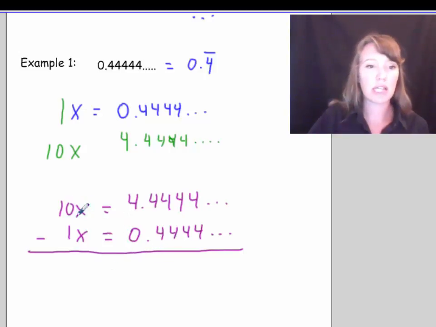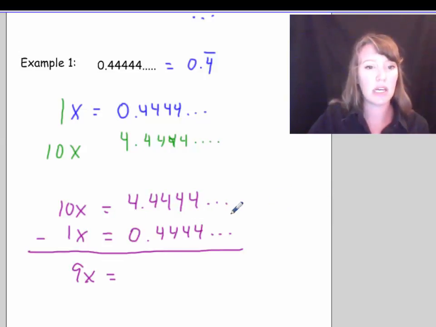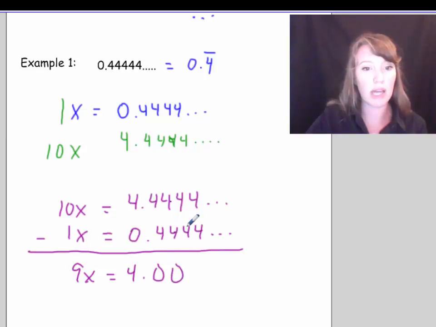Okay, so 10x minus 1x is 9x, right? We know that from algebra. Then 4.444, so just imagine these 4s continue on and on and on forever. It's the tail of this number here. Now 4 minus 0 is just 4. And when you start to subtract these 4s out, 4 minus 4 is 0, 4 minus 4 is 0, and so on. So all the tails of these subtract off.